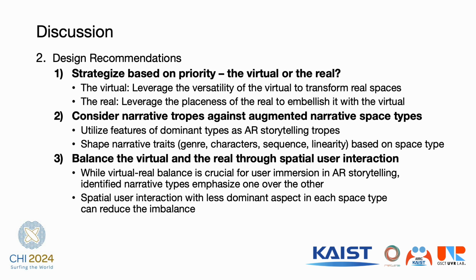Second, consider narrative tropes against augmented narrative space types. Once the main objective for the design of an augmented narrative space is set, outlining the specifics of the narrative itself through parameters such as genre, character, sequence, and the degree of linearity to constitute certain narrative tropes for that objective is required, before it can be spatialized in the virtual and the real. Third, balance the virtual and the real through spatial user interaction.